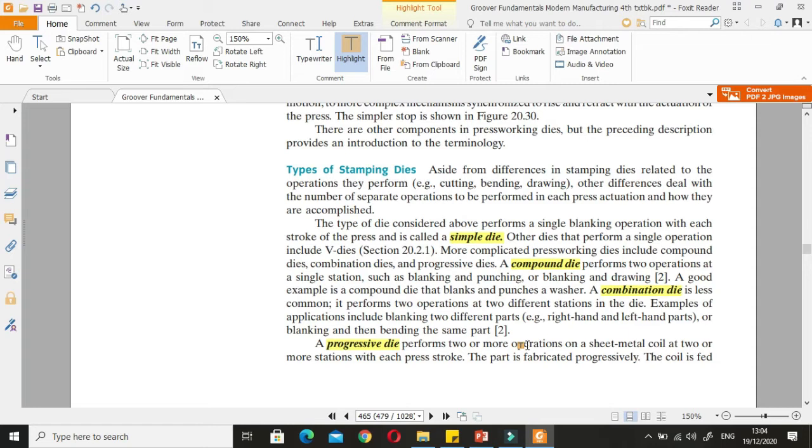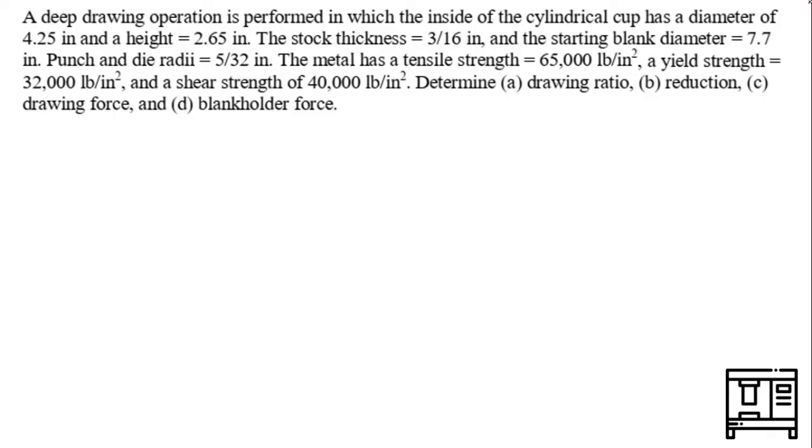Now we will move on towards the numerical section. A deep drawing operation is performed in which the inside of a cylindrical cup has a diameter of 4.25 inches and a height of 2.65 inches, and the stock thickness is 3/16 inches, and the starting blank diameter is 7.7 inches. The punch and die radii are 5/32, and we have the properties of the metal here. It asks us to determine the drawing ratio, reduction ratio, drawing force, and the blank holding force.